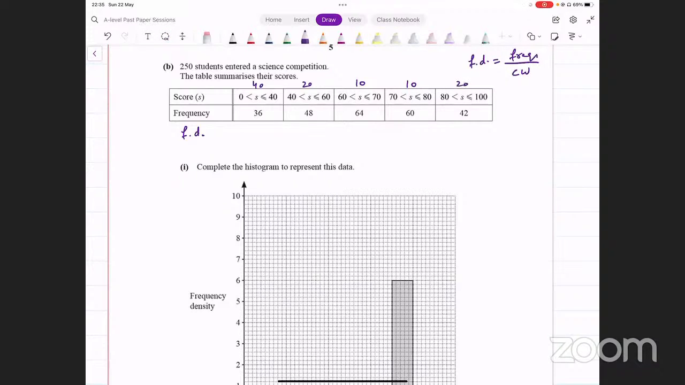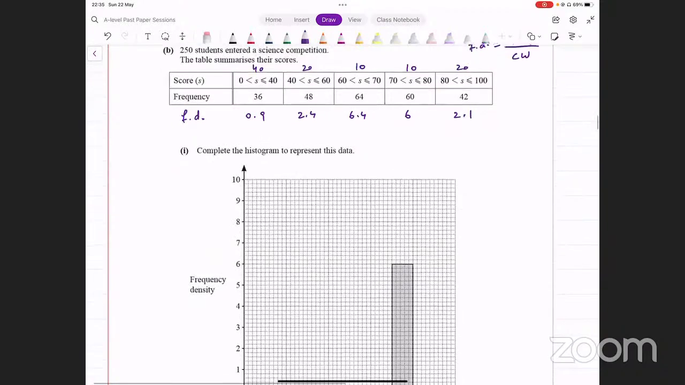Okay, now let's calculate frequency densities. 36 over 40, that gives us 0.9. 48 divided by 20, that is 2.4. 64 over 10 should be 6.4. 60 over 10 should be 6. 42 over 20, that should be 2.1. आपने frequency density सारी calculate कर ली. अब इनको आपने plot करना है इस histogram के ऊपर.